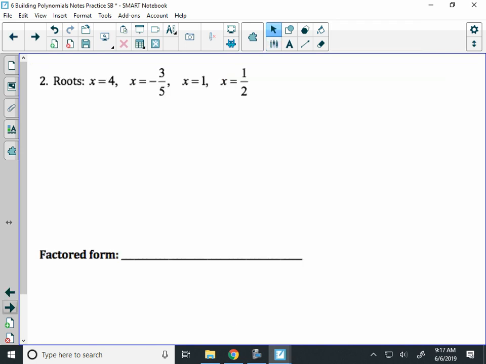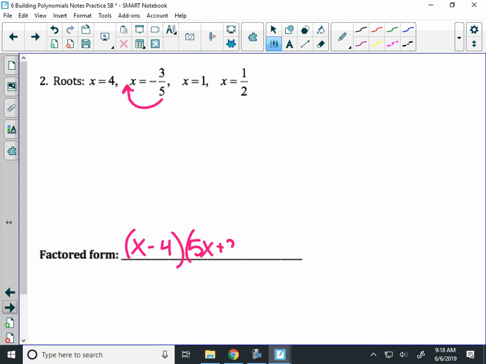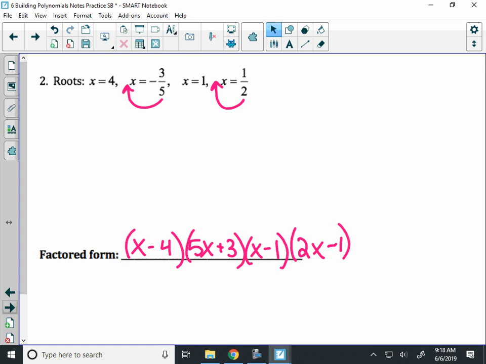All right, number 2, we're just writing factored form. So remember, when you have x equals 4, the factor is the opposite sign. When I have a fraction, the 5 comes up in front of the x, 5x, and then you do the opposite sign of the numerator. For +1, my factor will be -1. And then here for the fraction again, the 2 pops up in front of the x. You take the opposite sign of the numerator. That would be your factored form.